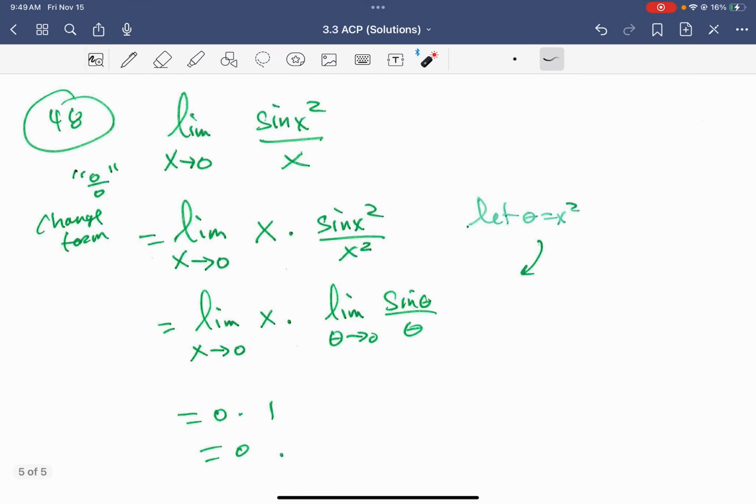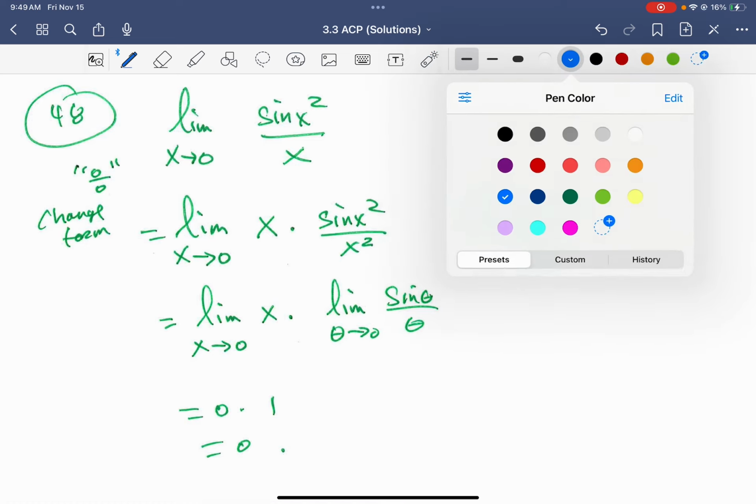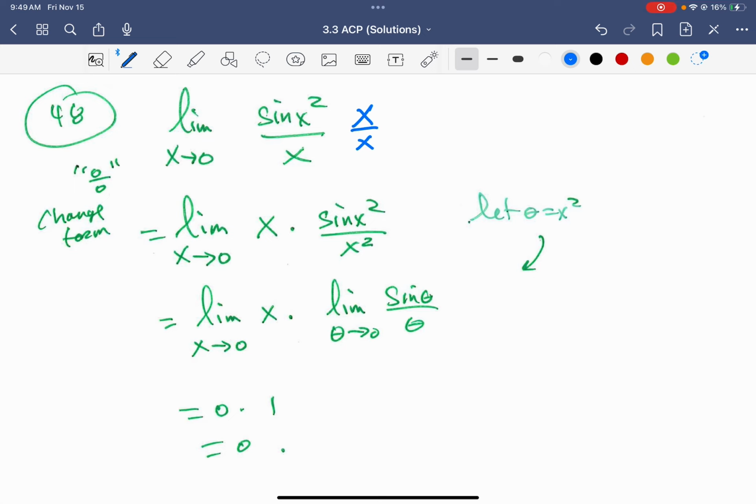48. I wish this was the sine of something over the same thing, so I have to multiply x on bottom, but if I do, I also have to do it on the top, so I need to multiply by a well-chosen 1, which is x over x. Now you might say, oh no, you're multiplying by 0 over 0. You're not. x is approaching 0. It never actually reaches 0. So we're just multiplying by something really small over really small, which is completely legit.